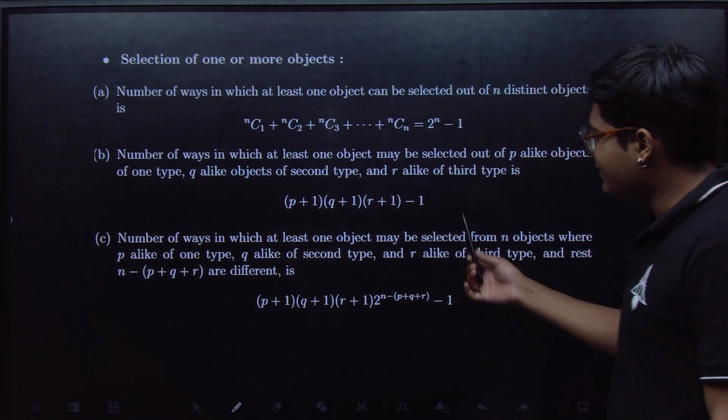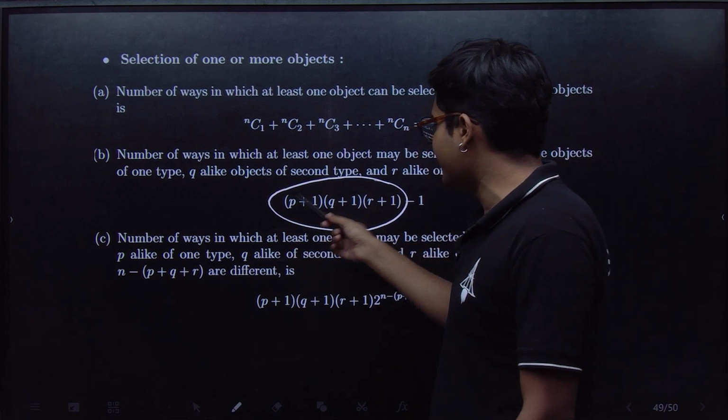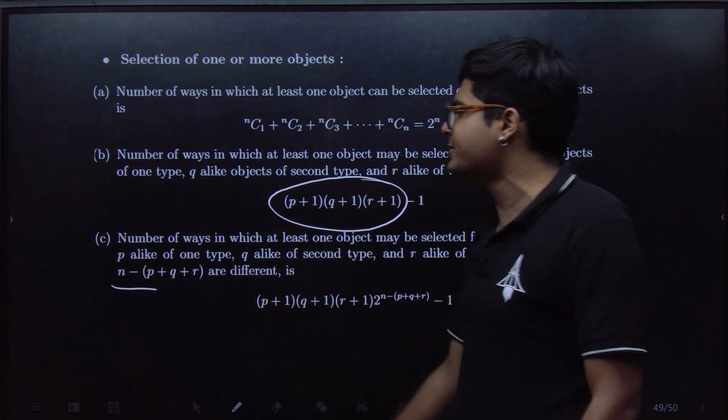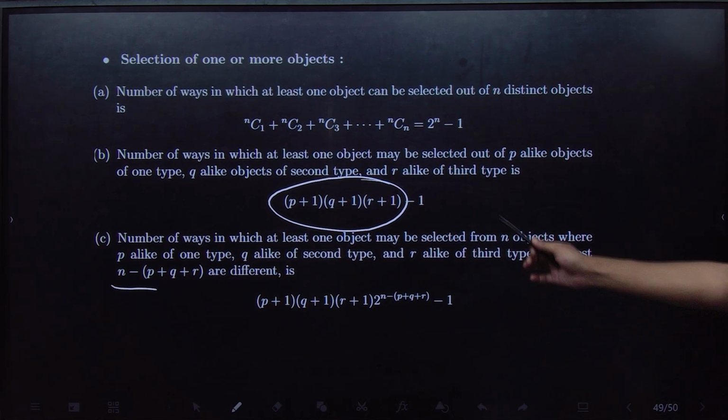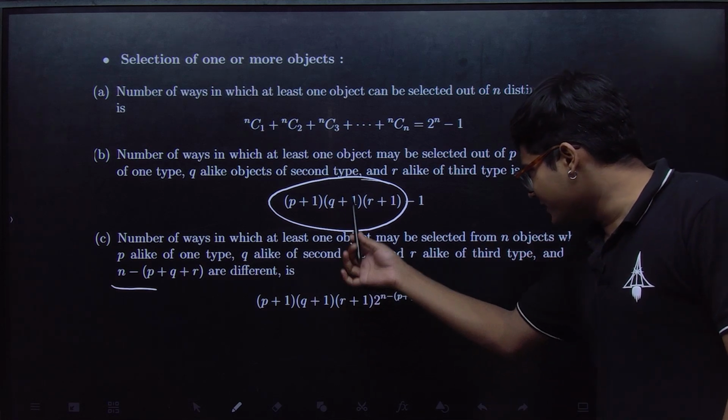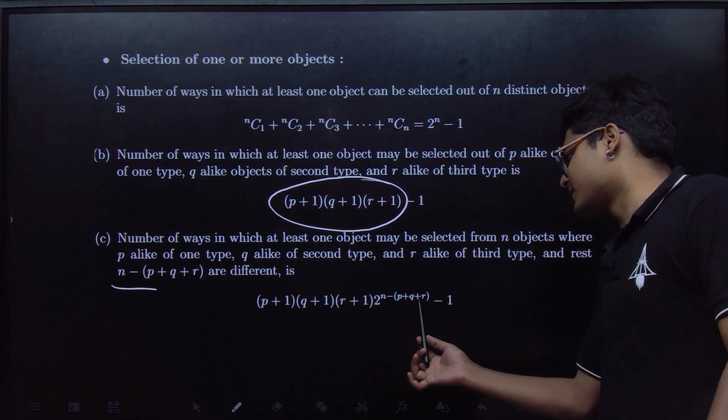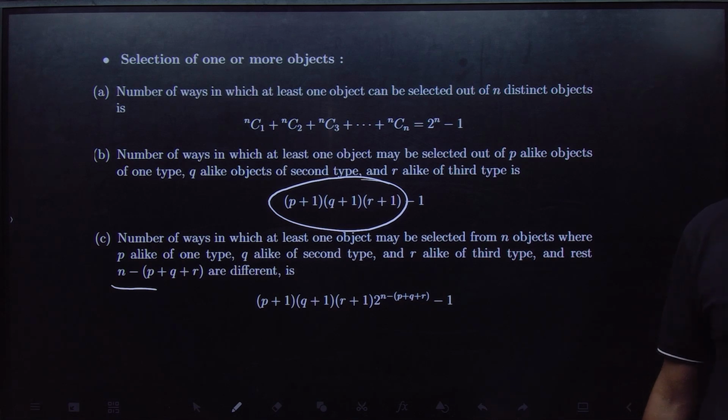In case you have three categories where they are of the same type and the remaining n-(p+q+r) objects are different, then the answer turns out to be this entire thing times 2^(n-(p+q+r)) minus 1.